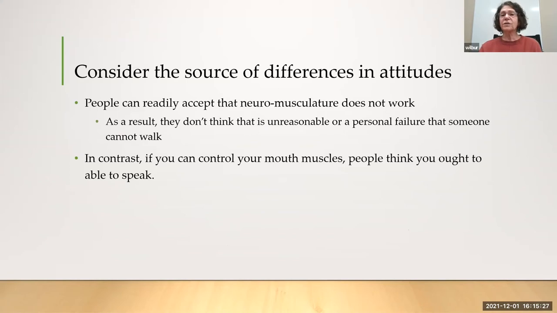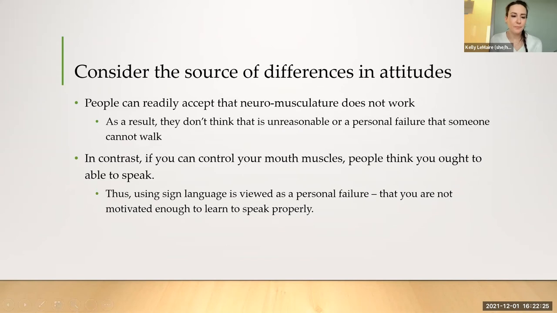So consider the source of these differences in attitudes. People can readily accept that the neuromusculature does not work. As a result, they don't think that it's unreasonable or a personal failure that someone cannot walk. In contrast, if you can control your mouth muscles, people think you ought to be able to speak. Because using sign language is viewed as a personal failure, that you're not motivated enough to learn to speak properly.